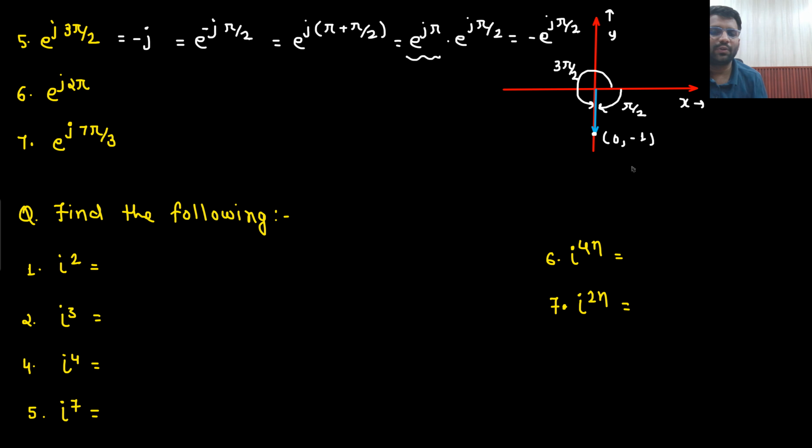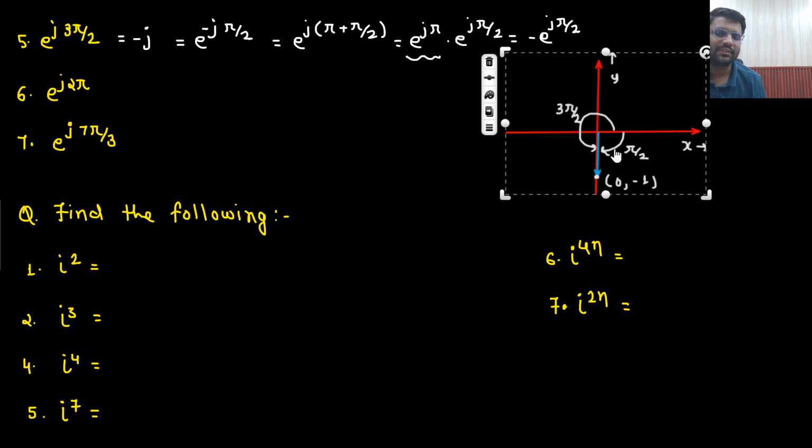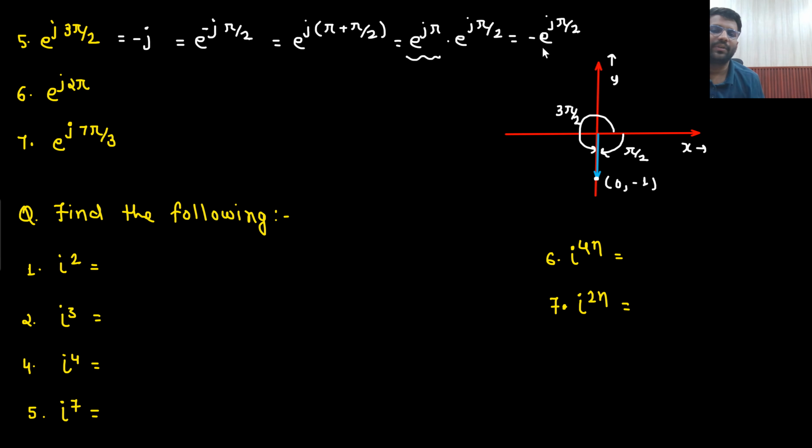There could be multiple ways. You don't need to remember these. I am just telling you that it could be written in multiple ways. Is that understandable to you? So it could be written as minus e to the power j pi by 2 as well. Here it is written as e to the power minus j pi by 2. This is more famous, actually.